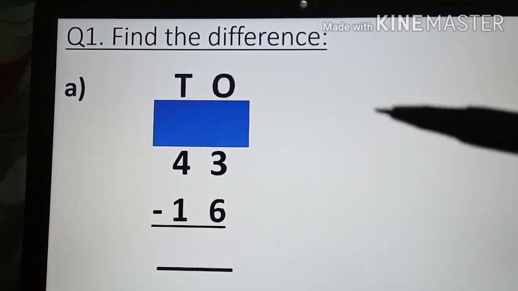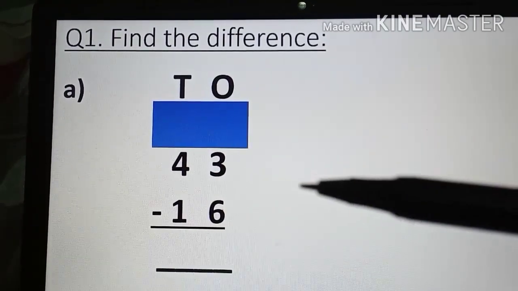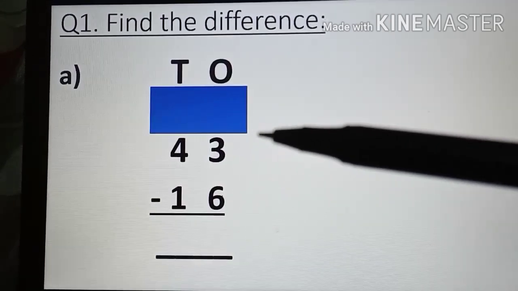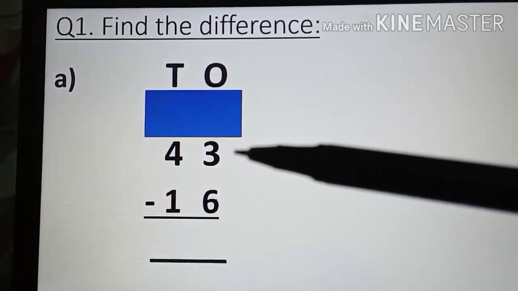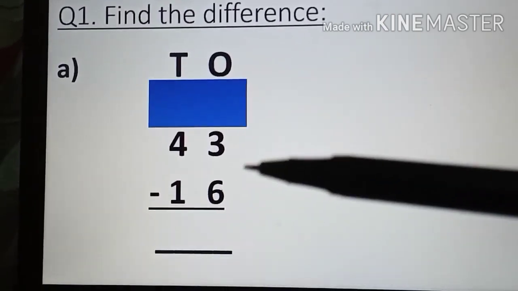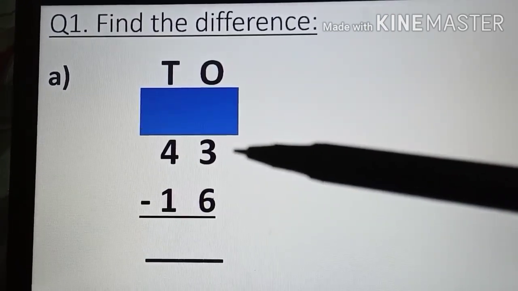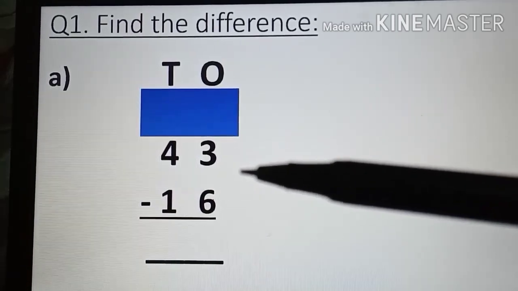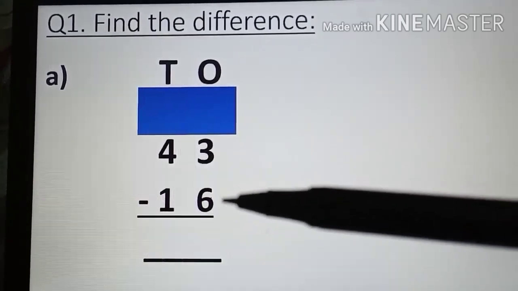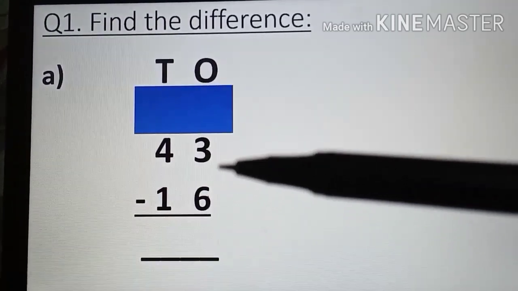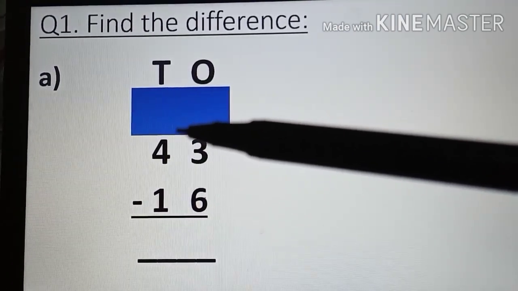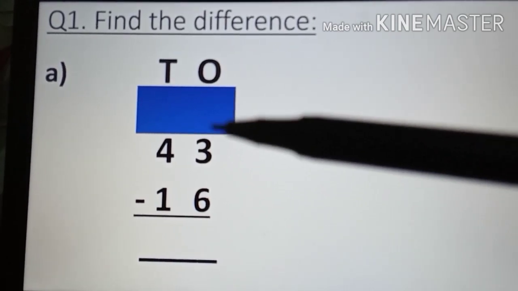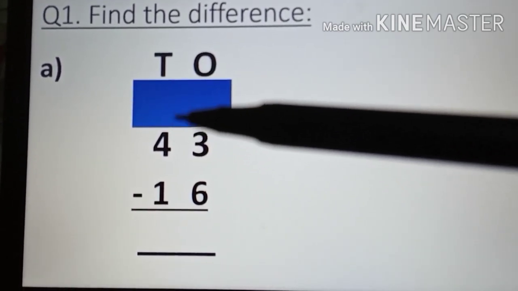In question A, find the difference. We have to subtract 16 from 43. Under the ones column, children, we have digits 3 and 6. Now, tell me, can we subtract this 6 from 3? No, because 3 is smaller than 6. So what will we do? Yes, this 3 will borrow 1 from this 4. So we will borrow 1 ten from this 4 tens.